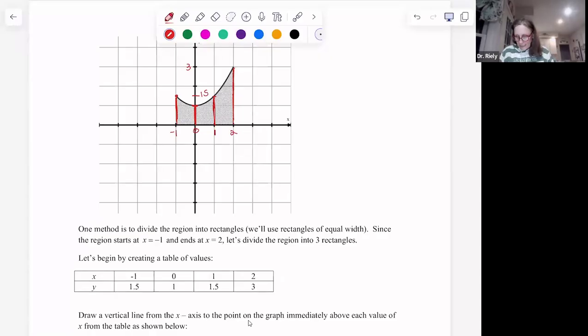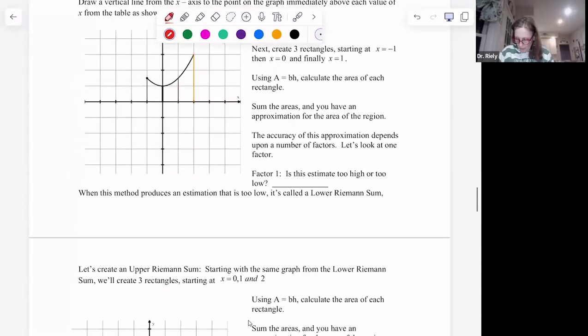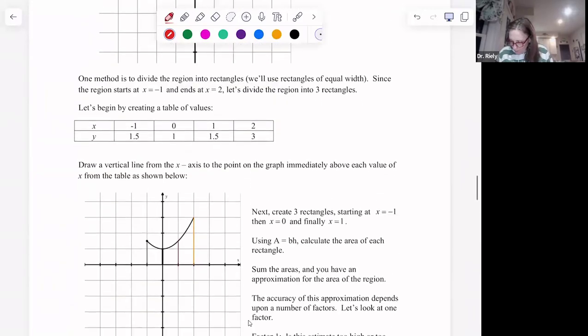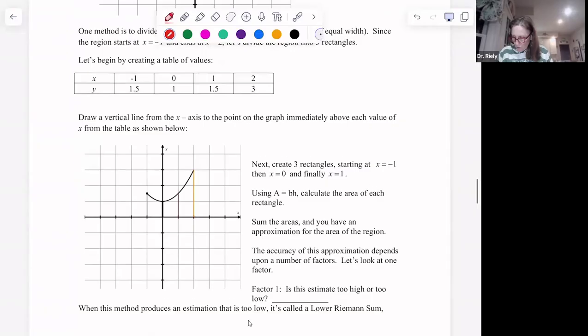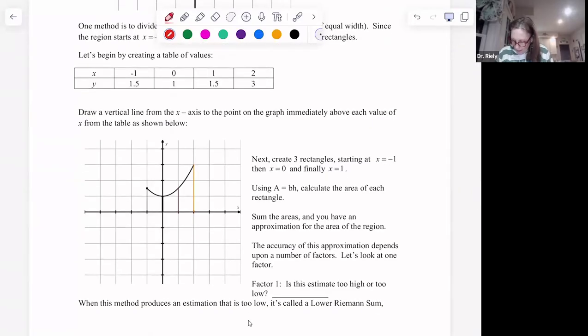So now I have some ideas. We're going to do this 2 ways. Okay, so we're going to draw a vertical angle. I'm going to do my 3 rectangles again, and do it 2 ways. Initially they talk about lower Riemann sum and upper Riemann sum. But I'm really going to stress them as being left Riemann sum and right Riemann sum, because lower tends to indicate that the value is less.